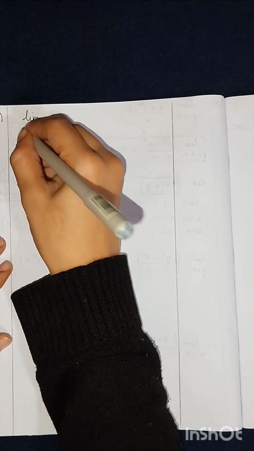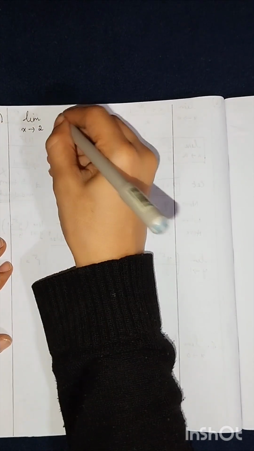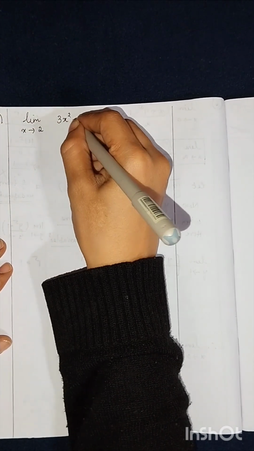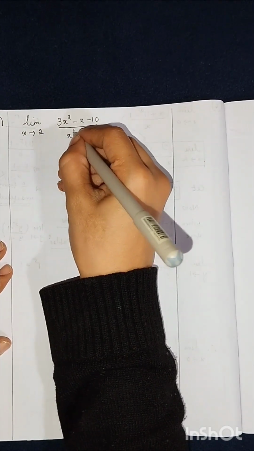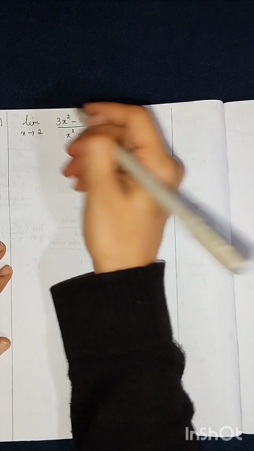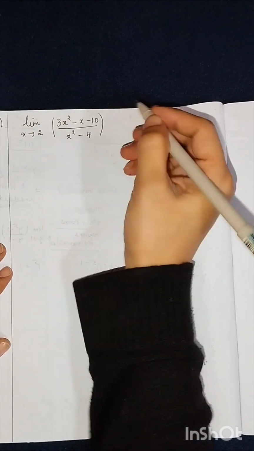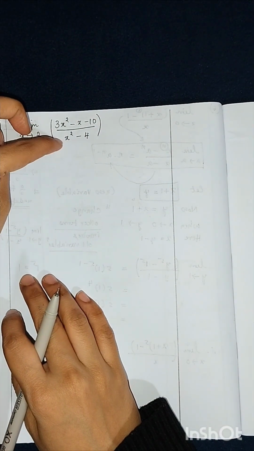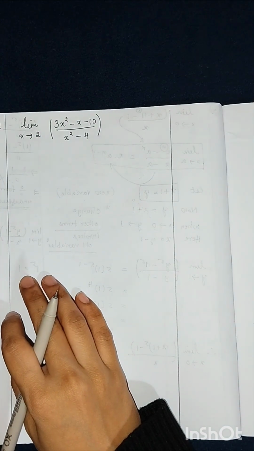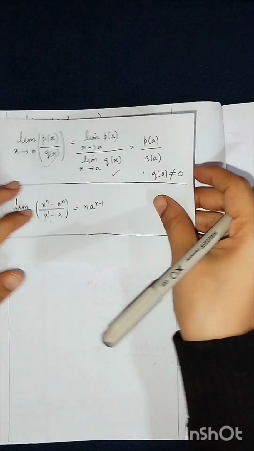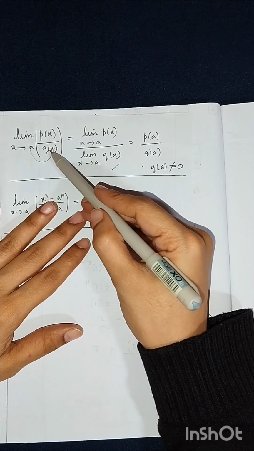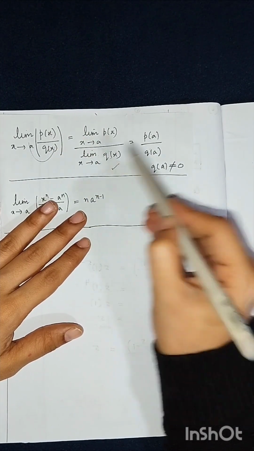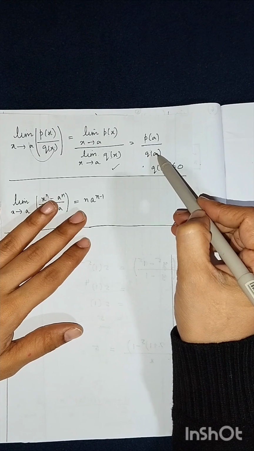Question number 7. Limit x tends to 2, 3x square minus x minus 10 divided by x square minus 4. Now you will think that this is a rational function. And just now we had two methods of solving a rational function, p of x by q of x. We'll apply limits separately. We'll take the functional values, right?